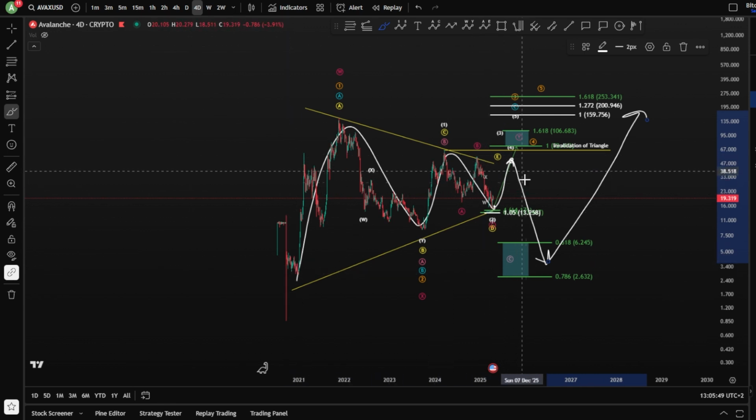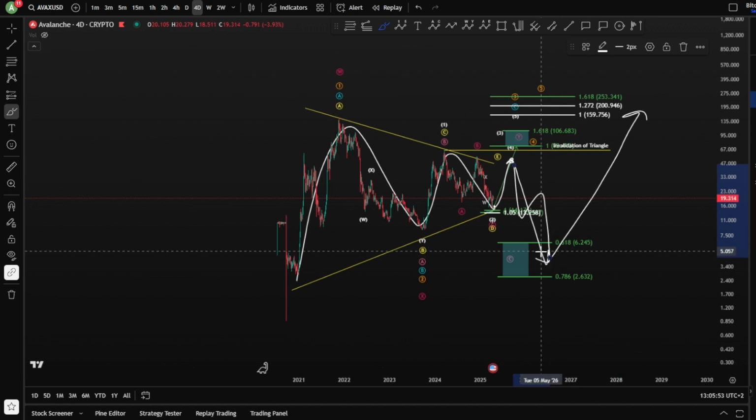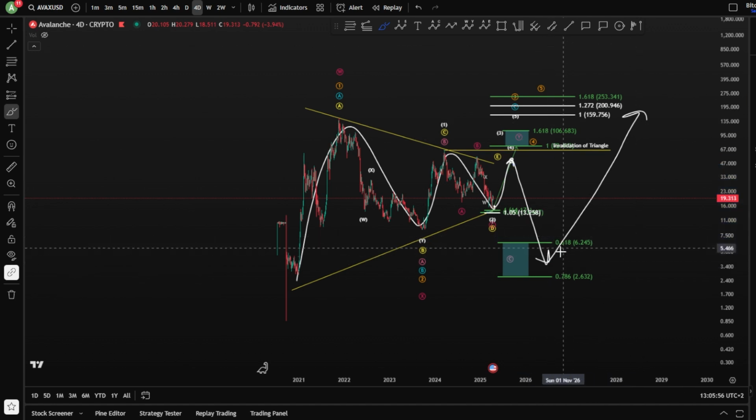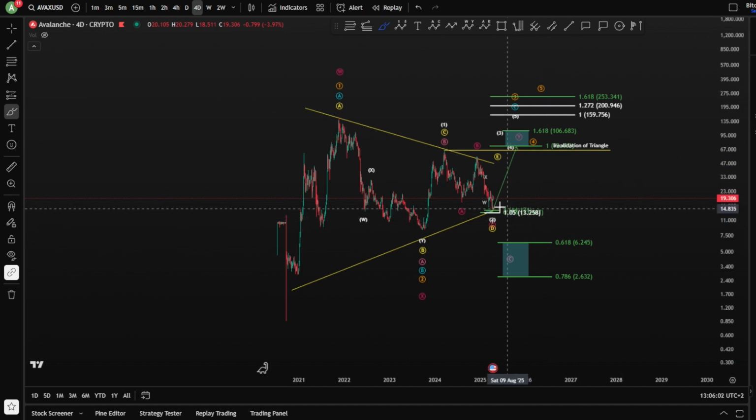Now it can be an A, B, and a C, but higher potential it is a W, X, and a Y. You would like to see a zigzag for the B. And the wave Y can be, of course, a three structure towards the upside. This is the first scenario that we see on this chart.